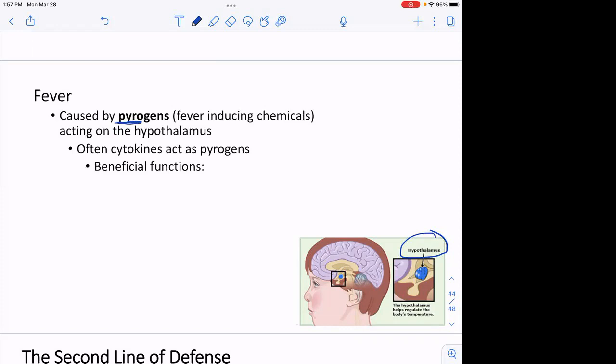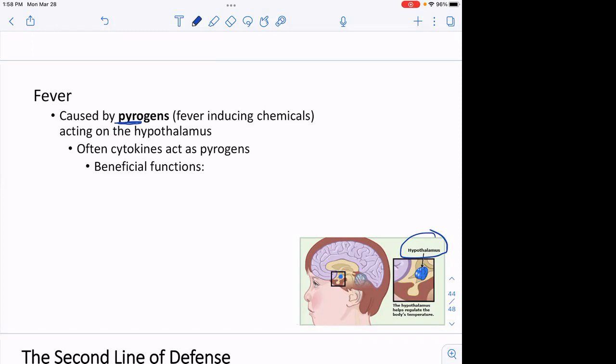What kind of things act as pyrogens? Sometimes it's the pathogen itself that will act directly on the hypothalamus. Oftentimes, the pathogen causes our immune system to release certain cytokines. We're going to talk more about what cytokines are. They're basically chemical messengers. And then those cytokines will act as pyrogens to, again, increase our body temperature.